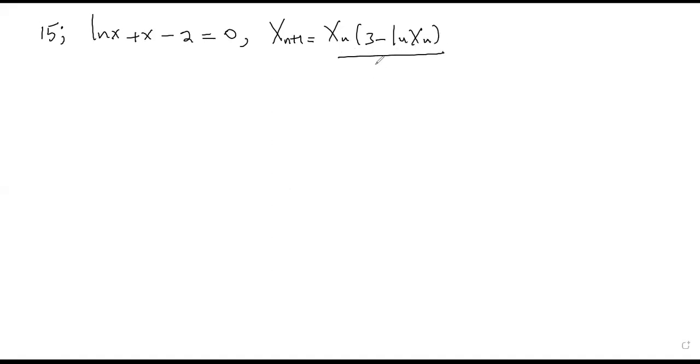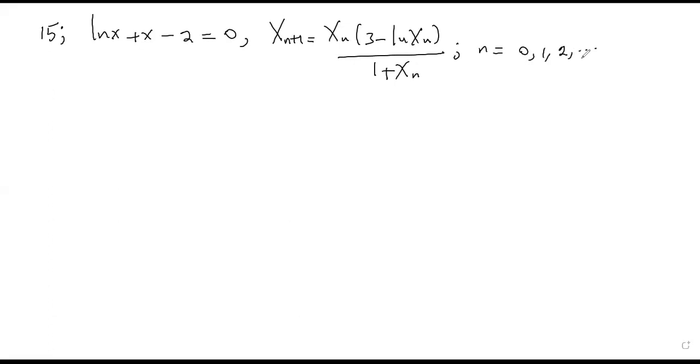It exists as number 15. Show that the iterative formula based on Newton-Raphson's method for solving the equation ln x plus x minus 2 equals 0 is given by, they want us to prove this, x_{n+1} equals x_n times (3 minus ln x_n), everything over 1 plus x_n, for n equals 0, 1, 2, and other values.